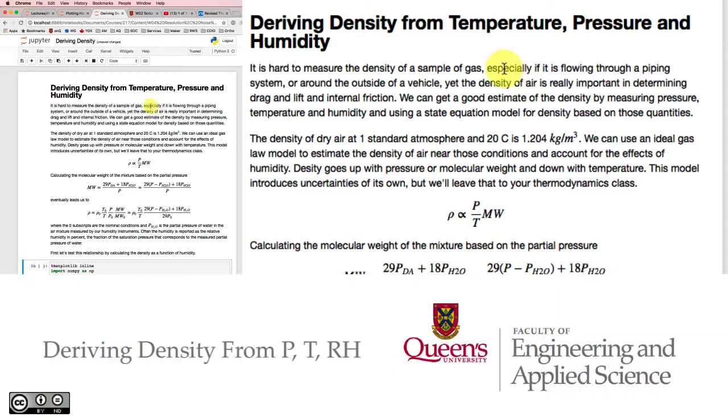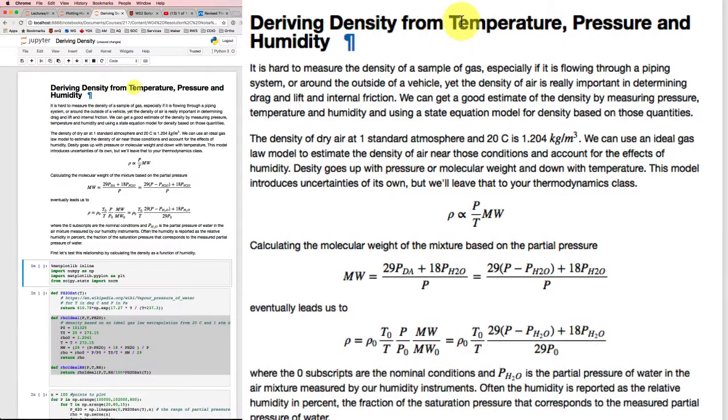A lot of the time when we're making measurements, we'll derive certain quantities like density from things that are easier to measure, like temperature, pressure, and humidity. For example, if we've got air moving around, it's really difficult to catch it and weigh it. But we know that the density of dry air at 1 standard atmosphere and 20 degrees Celsius is about 1.2 kilograms per cubic meter. And we can pull out an ideal gas law state equation model to tell us how that's going to change if we change the pressure, temperature, and molecular weight a little bit.